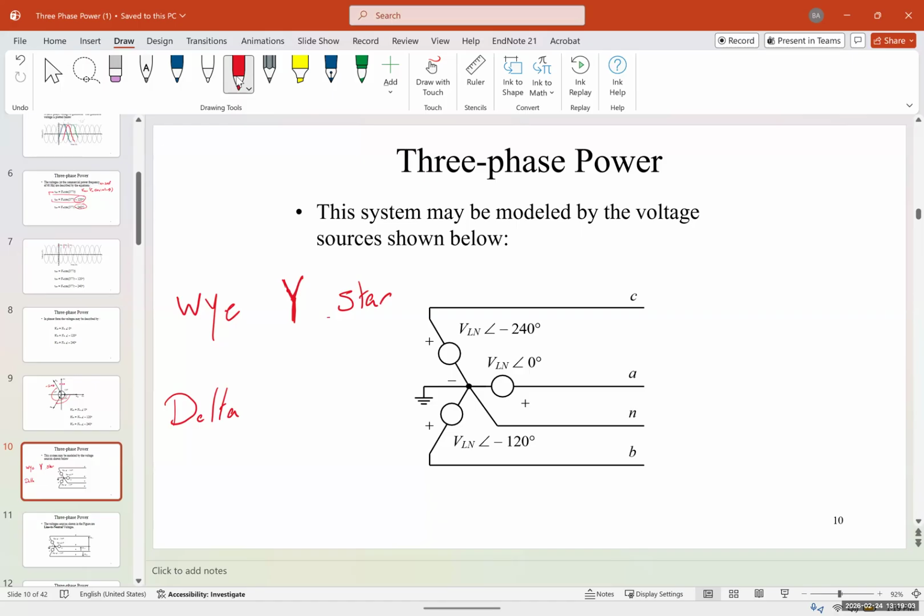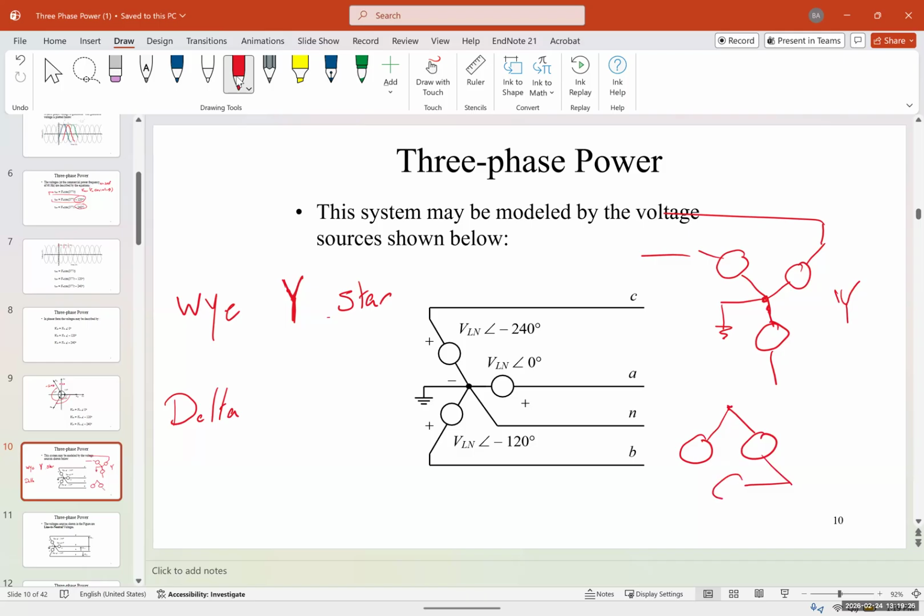Now a Y three-phase connection, as the name states, looks like a Y. You have three phases connected to a neutral. And a delta connection looks like this. This is a Y connection, and for a delta connection, you have three phases on a triangle like a delta. Sometimes they show it with delta. Y connection, delta connection.